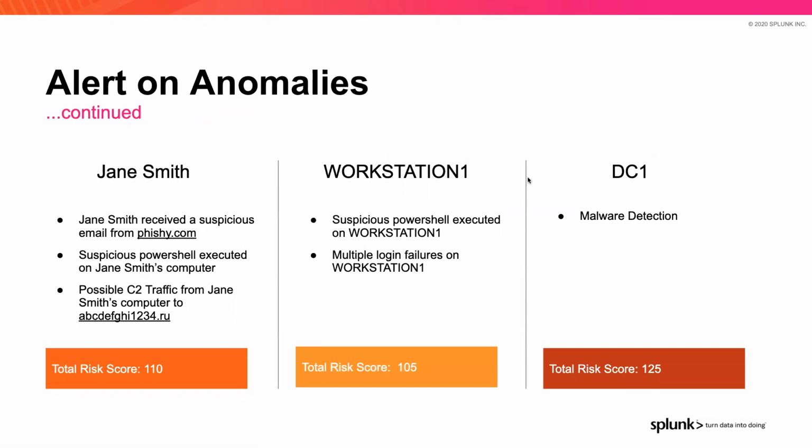So we've turned this noisy list of items into 3 notables. On the left, we have Jane Smith, who received a suspicious email, some PowerShell executed, and then there was some command and control traffic. She got a 110. Workstation 1 is important to us. It only had 2 risk rules, but it still bubbled up to be a notable.